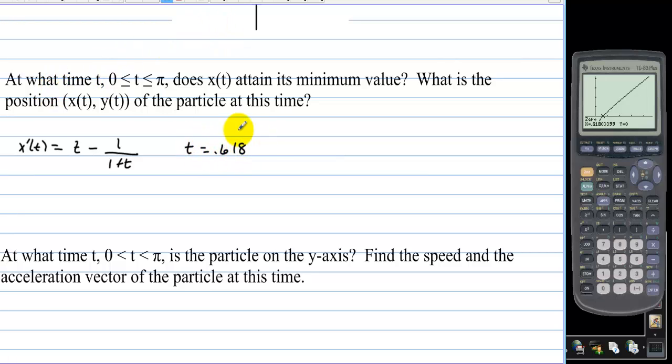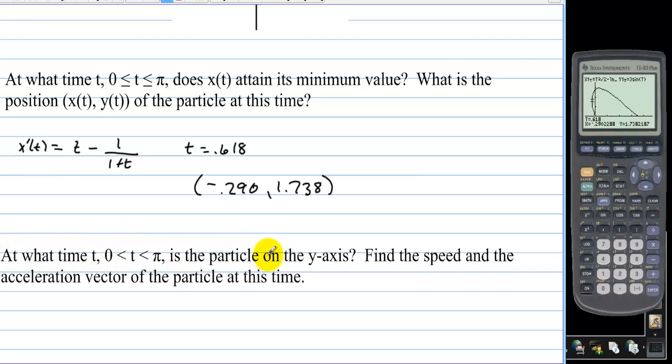So we know at what time this happens, and what is the position x of t, y of t of the particle at this time. So now we can go back to parametric mode, and we can calculate a value when t is 0.618. We'll let it graph. We have 0.618, and the position is approximately negative 0.290, comma 1.738.